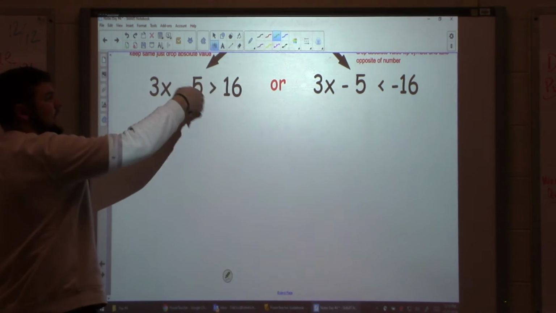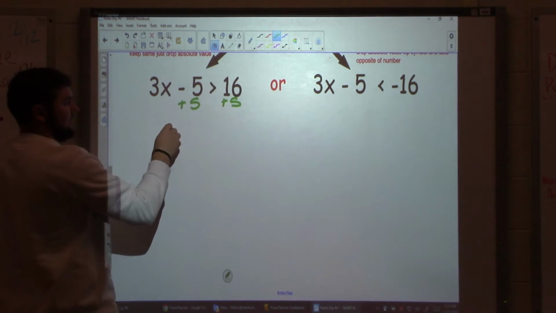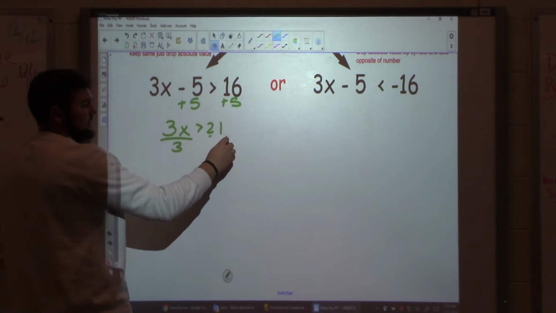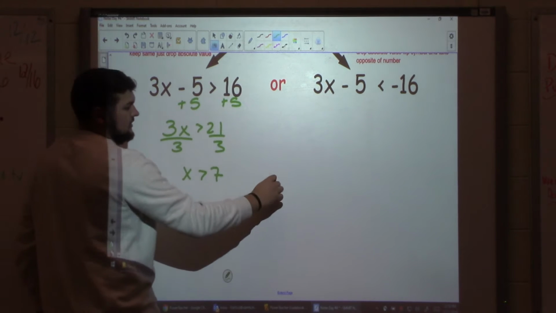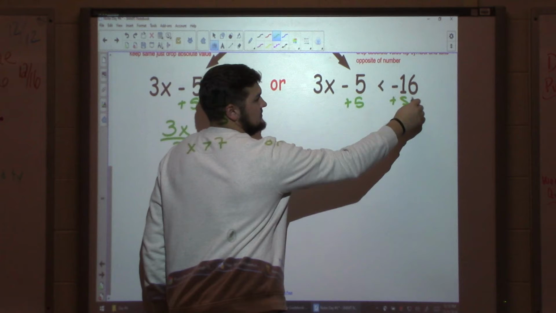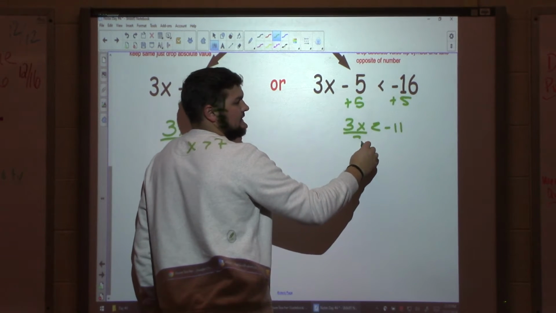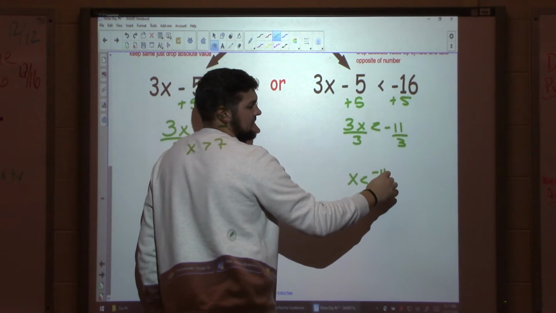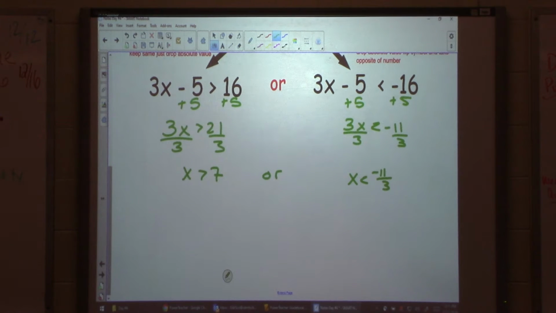So now that I got rid of my absolute values, I can solve. Add 5, add 5. I get 3x is greater than 21. I divide by 3. X is greater than 7. Or, add 5. 3x is less than negative 11. Divide by 3. X is less than negative 11 thirds. Now, is that how we should probably write our answer?